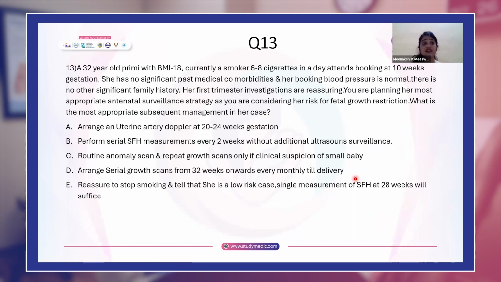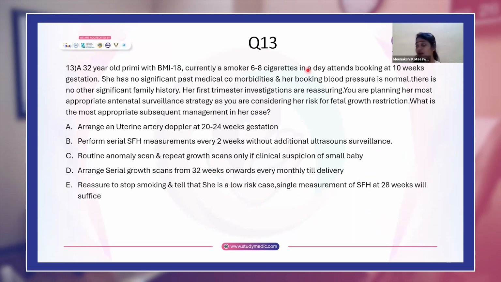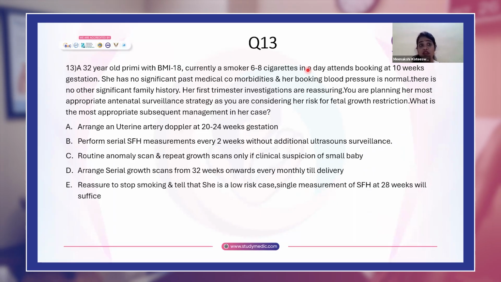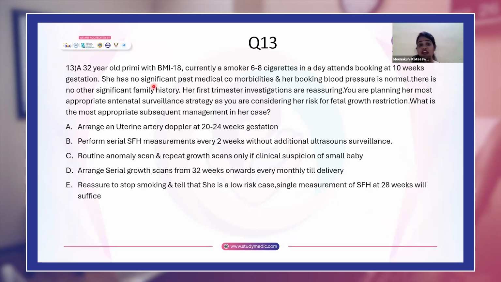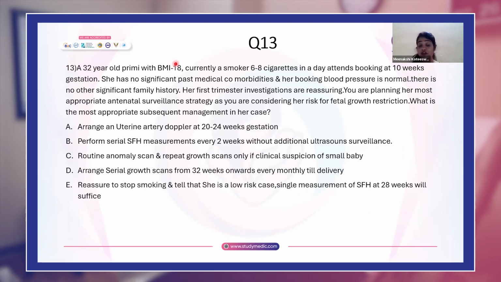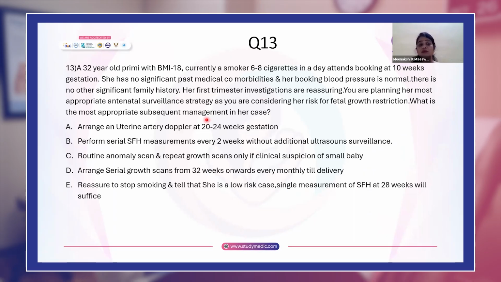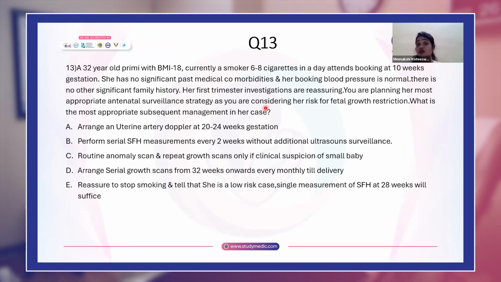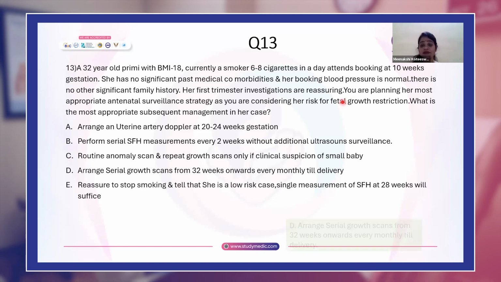A 32-year-old primigravida with a BMI of 18, currently a smoker of 6 to 8 cigarettes a day, books at 10 weeks of gestation. She has no significant past medical comorbidities and her booking blood pressure is normal. There is no other significant family history. Here you can see that her BMI is low. That is the only risk factor you can notice. First trimester investigations are reassuring. You are planning her most appropriate antenatal surveillance strategy, considering her risk for fetal growth restriction. What is the most appropriate management?